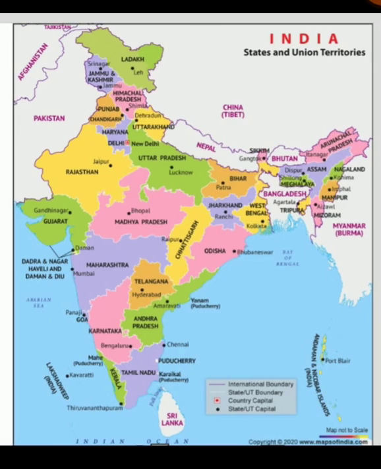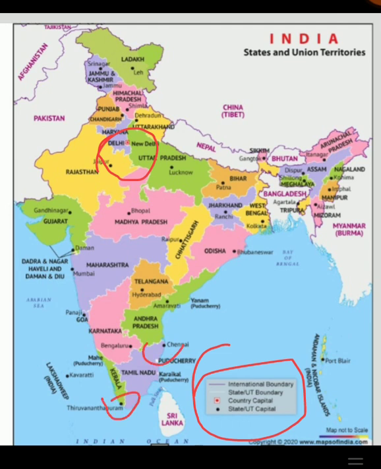So in this map you all can see the different states and their capitals, union territories and boundaries. In the description box you all can see with a different color, international boundaries are here with the purple color lines, and with the grey color line the state and the union territory boundaries, and the country capital, that is Delhi, is highlighted with the red color. State and the union capitals are marked with the black dots. You all can see here in this map.